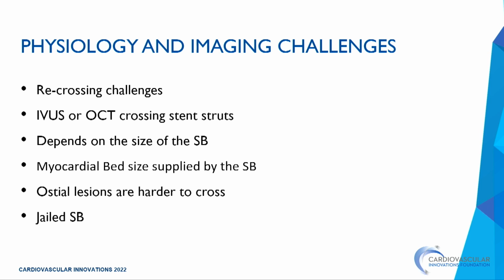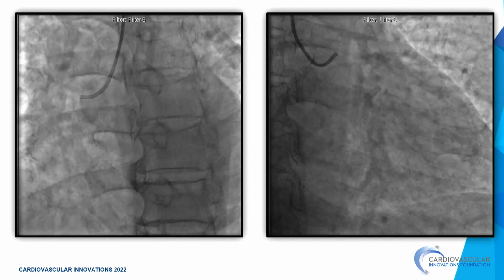The things we have to think about with physiology and imaging, number one, are the recrossing challenges. As you have illustrated earlier, with a bifurcation you have a two-stent technique or one stent. The physiology wires we have now are not really very good for recrossing. And IVUS and OCT are phenomenal tools, but crossing stent struts can be challenging. Depending on the size of the side branch and the myocardial bed supplied by the side branch, this is also important when you are evaluating side branch stenting. Ulcerated lesions are also harder to cross, and also how to deal with a jailed side branch.